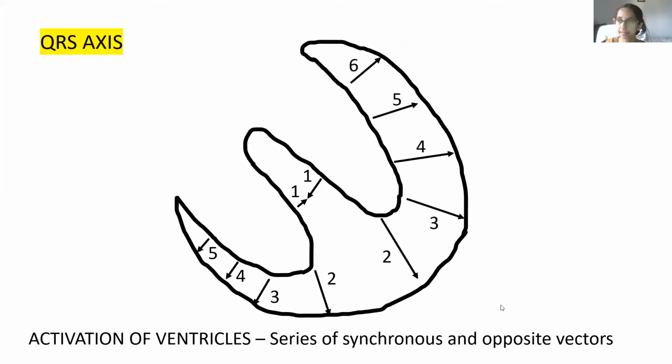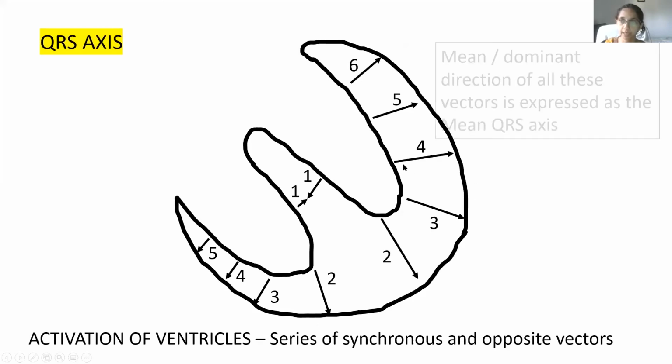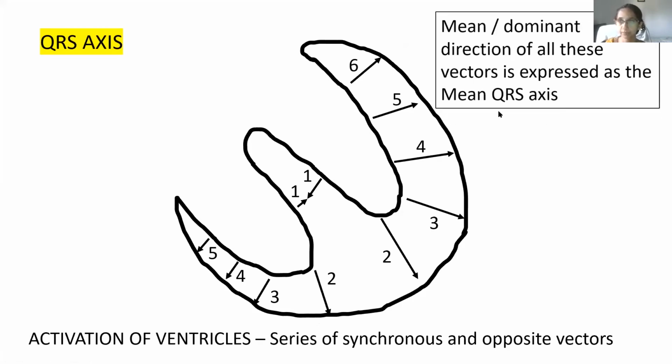Now, what decides the axis? We know that the activation of the ventricles happens in a synchronous way, and there are multiple factors which work together from the endocardium to the epicardium. So what decides the QRS axis? It's actually the mean dominant vector. So whatever we have going from left to right, we have this going from right to left, but the dominant will be from left to right, then that's what is going to be determining the Q wave direction.